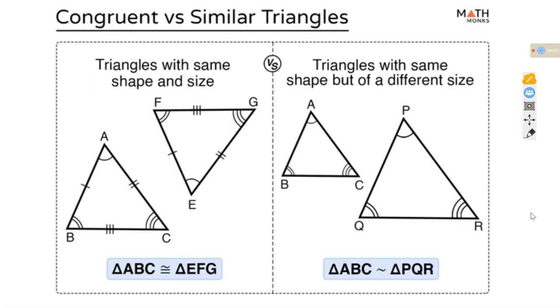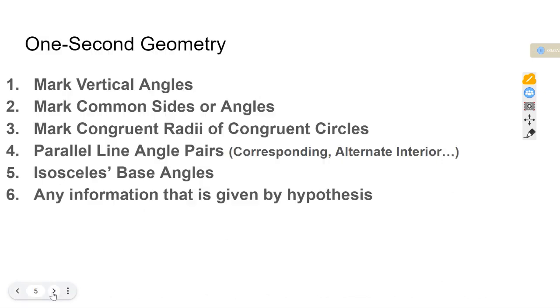So let's compare the two ideas, right? Congruence versus similarity. What's the difference, okay? Congruent means they have the same shape and the same size, whereas similar means that they have the same shape, but they might be different sizes, okay? So we have to be careful about that idea. We don't want to get these two confused.